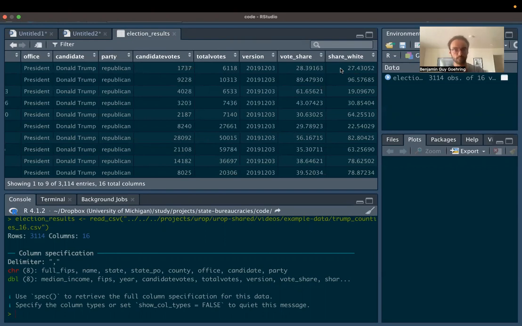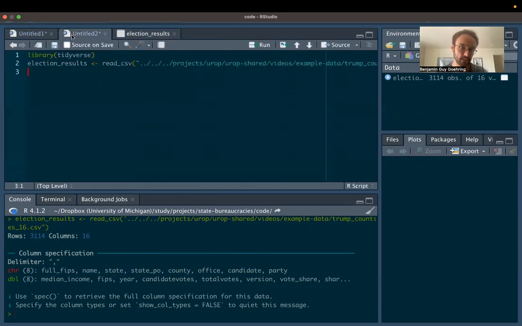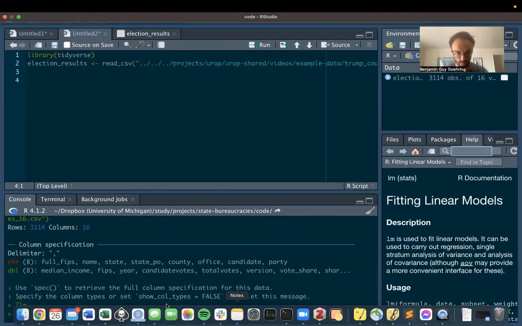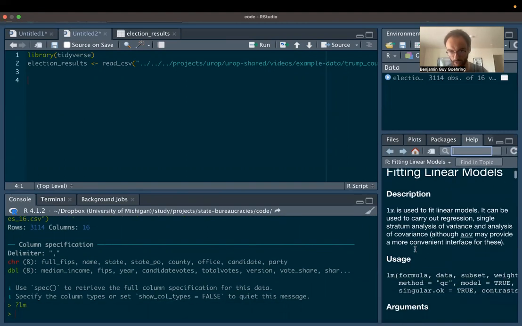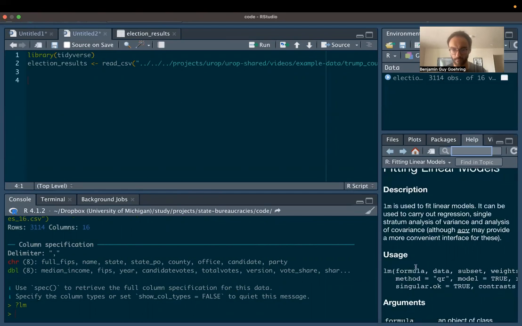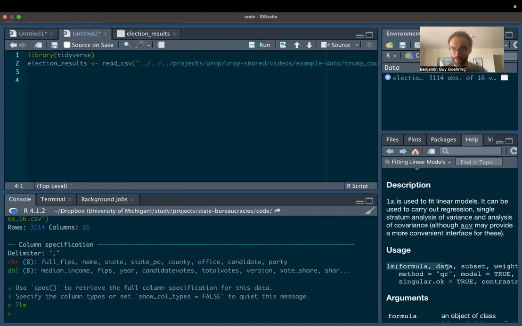Cool. So let's run our regression. The key function here for running a regression is lm, linear model. And you'll see that if we look down here, the first argument to lm is the formula, and the second one is the data we're going to use. So let's see what our column names are here.